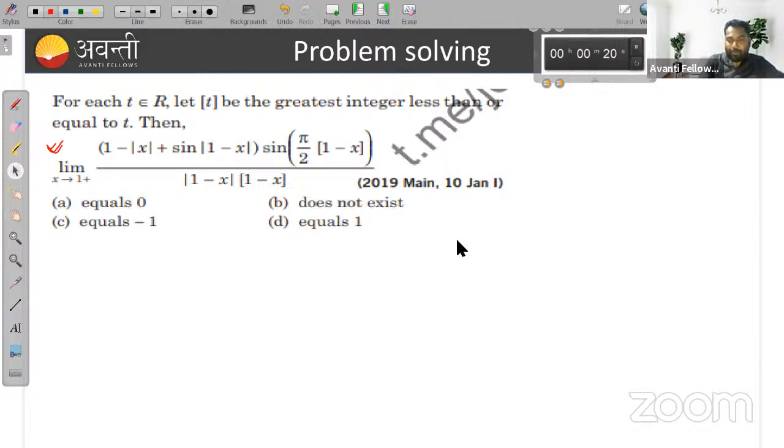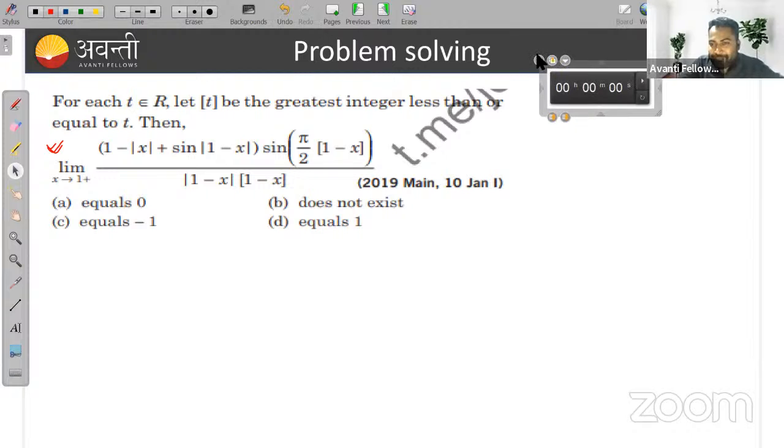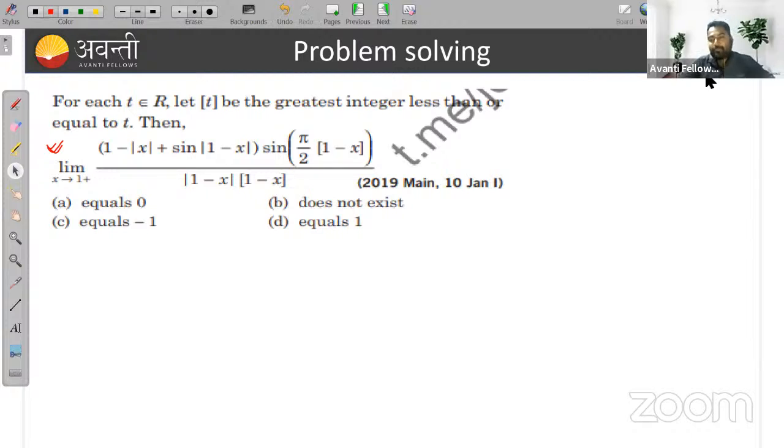So 20 seconds more. Let's see who is getting the answer first. Okay, it's time. How many of you got the answer? Can you write your answer in the chat box? Can you write? Anyone? Okay, so let's discuss the question.